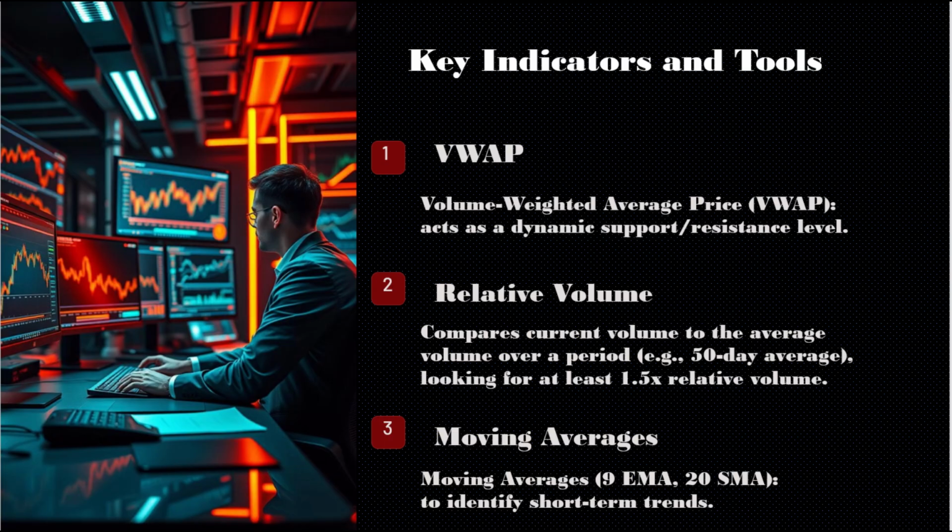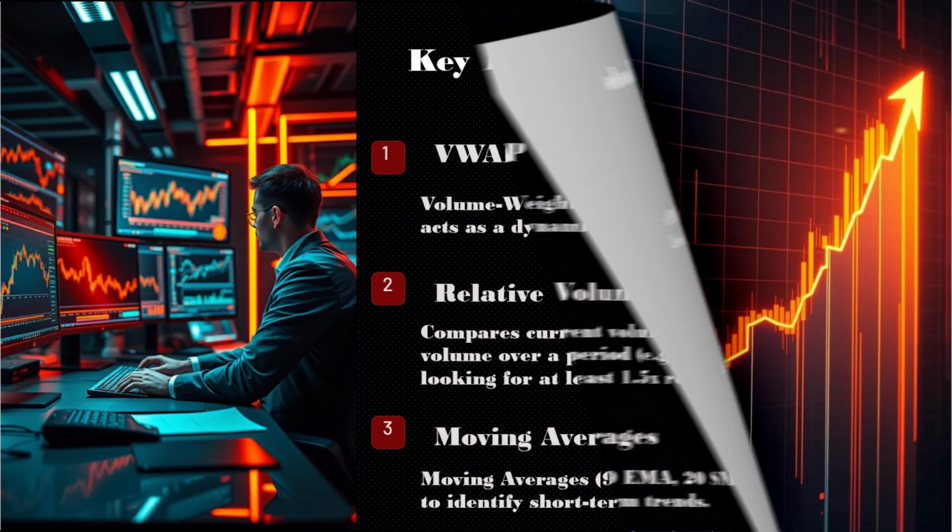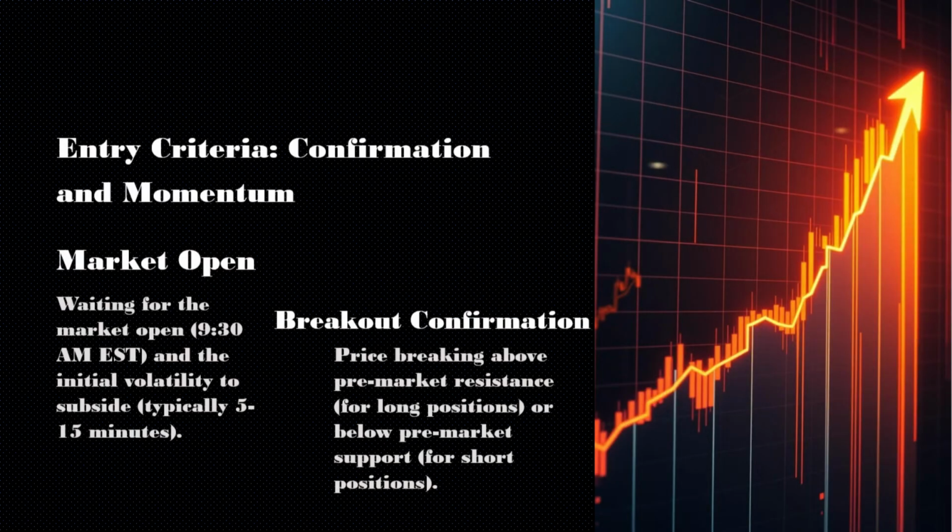Moving averages: 9 EMA, 20 SMA to identify short-term trends. Entry criteria, confirmation and momentum. Market open: wait for the market open at 9:30 AM EST and the initial volatility to subside, typically 5 to 15 minutes. Breakout confirmation: price breaking above pre-market resistance for long positions or below pre-market support for short positions.